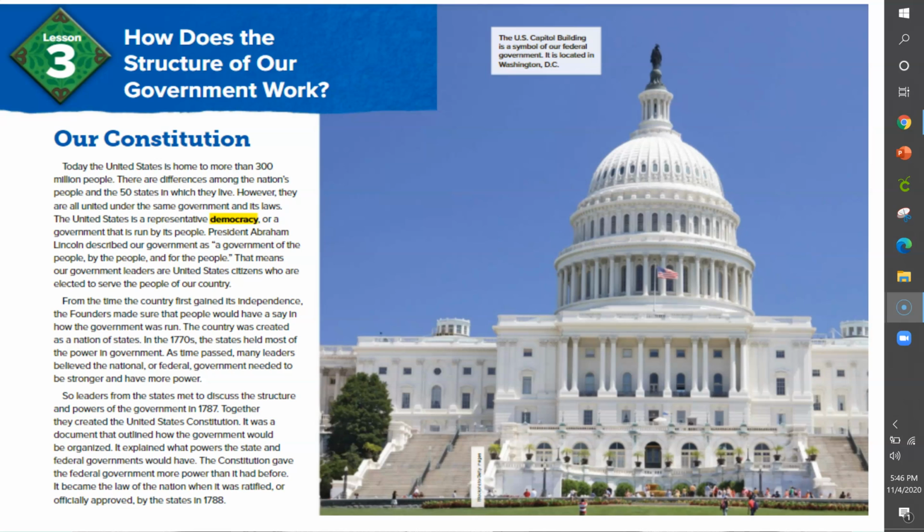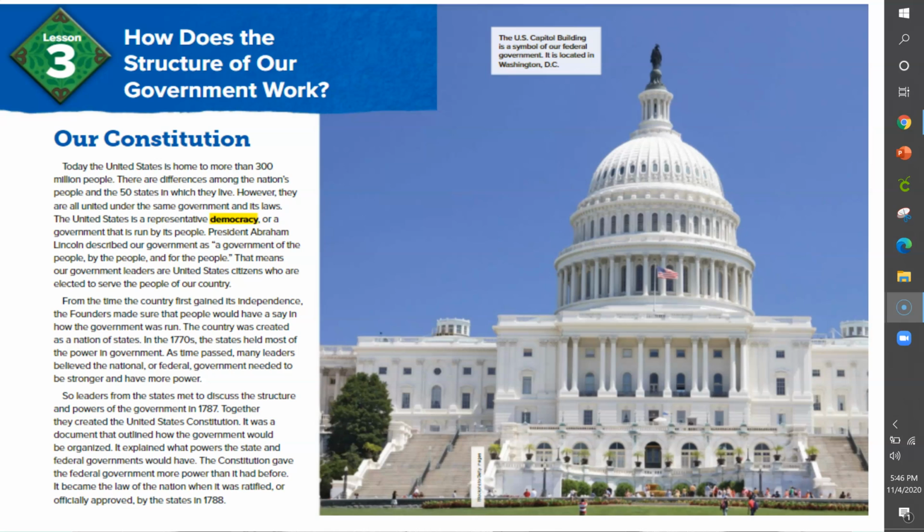Oh, that's right. It's run by its people because we vote and elect our president and other representatives in Congress and in Senate, and even in our local government of Mullica Township and in our state government of New Jersey. Wonderful job. Let's keep reading.